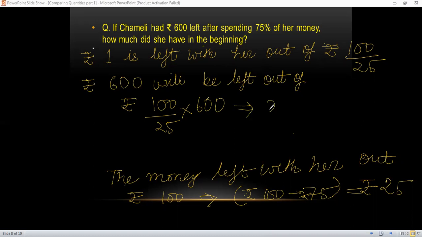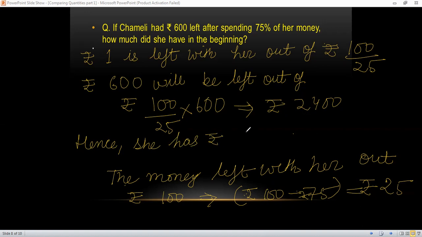That is rupees 2,400. So hence she has rupees 2,400 in the beginning. Okay, like this we will find the value. Let's move to the next question.